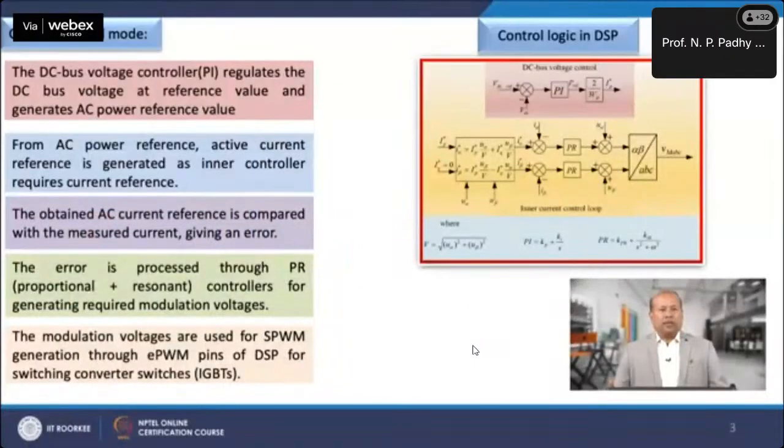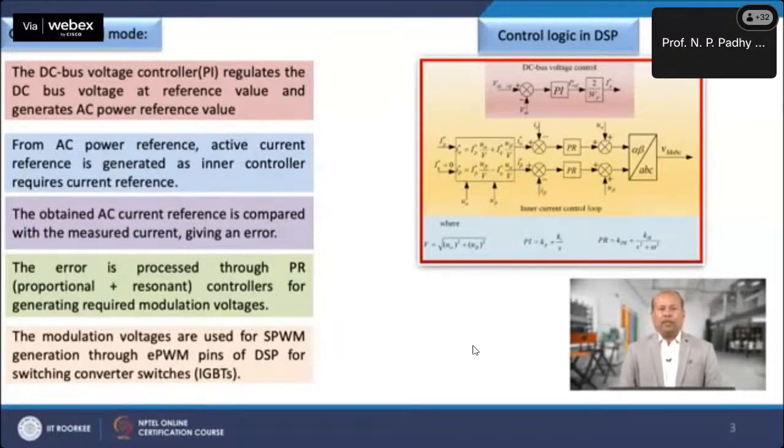Now, the grid connected mode of operation. This slide shows the control logic used for interfacing the DC microgrid with the AC grid. The DC bus voltage controller regulates the DC bus voltage at the reference value and generates the AC power reference value. Active current reference is generated from the AC power reference, as the inner controller requires a current reference.